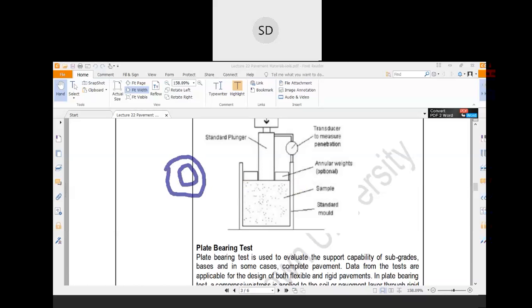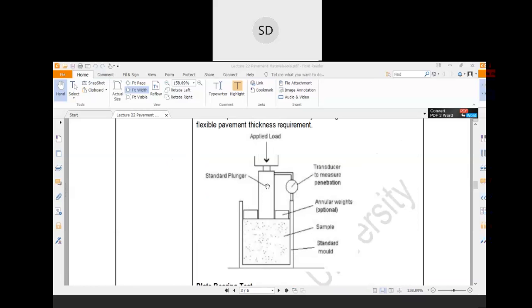Okay, so this is called the cylindrical plunger. It will be attached to the CBR testing apparatus, and the diameter of this plunger is 50 mm. This plunger would go through the hole in the plate which is placed over the CBR mold.